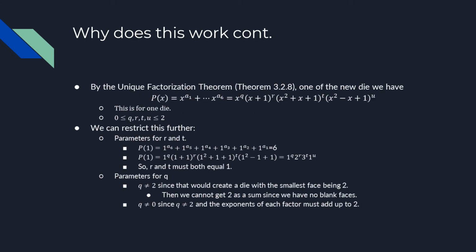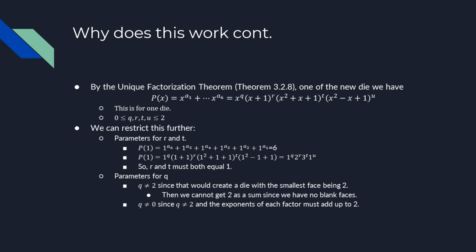So, by the unique factorization theorem, or Theorem 3.2.8 in Introduction to Abstract Algebra with Notes to the Teacher, one of the new dice we have is p of x, equal to the polynomial x to the a sub 1, and adding all those terms up to x to the a sub 6. And that's going to be equal to x to the q power times (x plus 1) to the r power times (x squared plus x plus 1) to the t power times (x squared minus x plus 1) to the u power. And again, I want to emphasize this is just for one die.